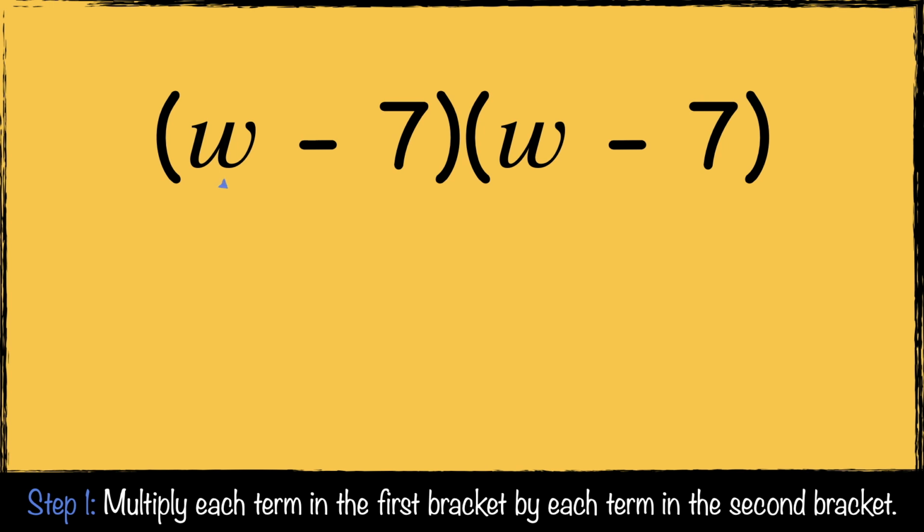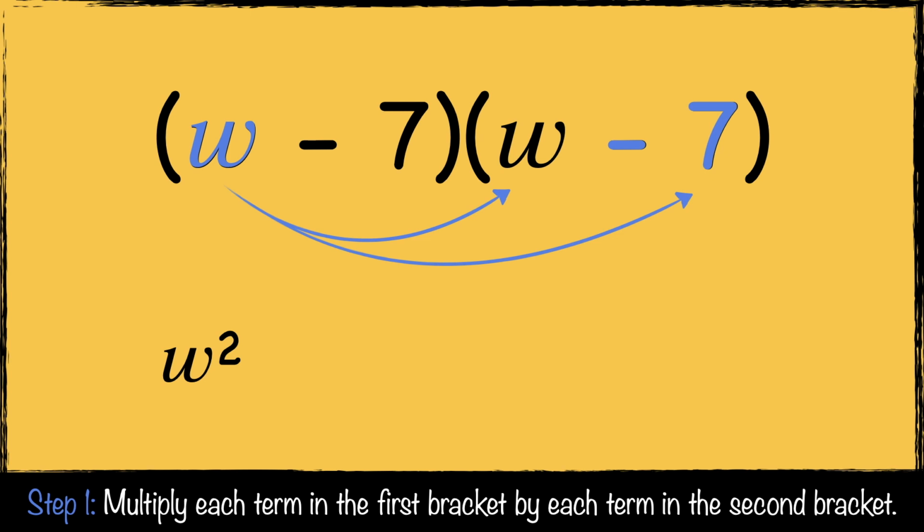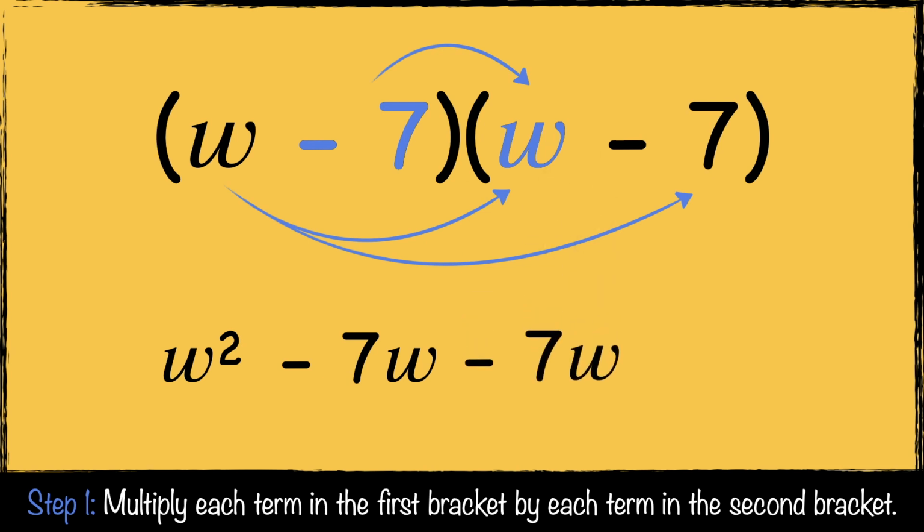First, we multiply w by w, which is w squared. Then we multiply w by minus 7, which is minus 7w. Now we multiply minus 7 by w, which is minus 7w. Then we multiply minus 7 by minus 7. Remember, two negatives multiply to make a positive, so this gives us 49.